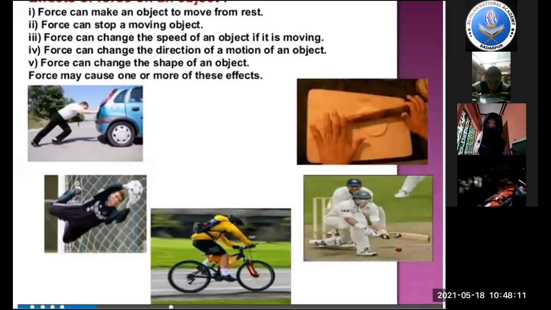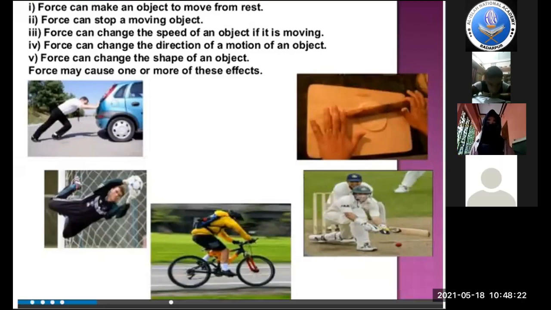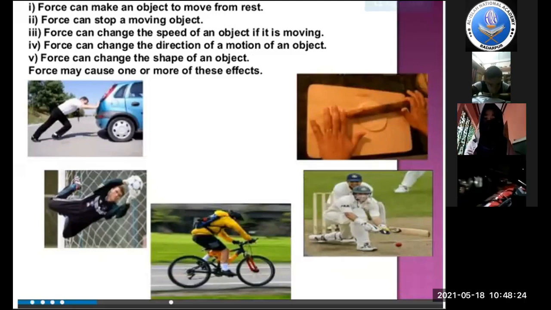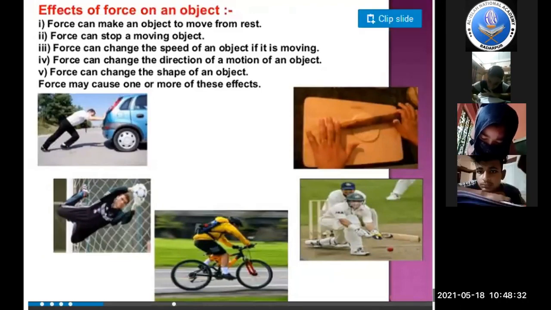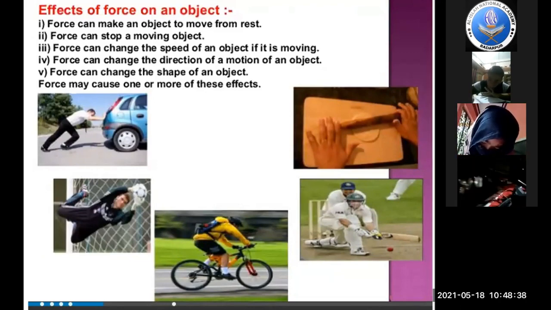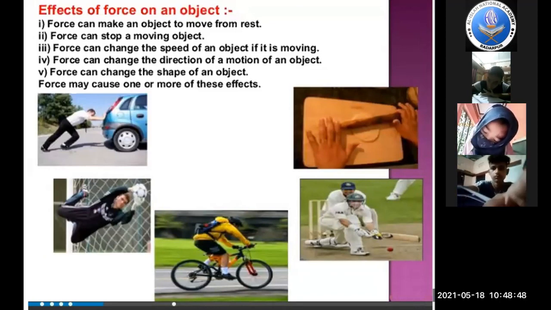And you can see on your screen. Note it down in your copy, that is effects of force on an object. When we apply force on any object, what effects will happen? Note it down.